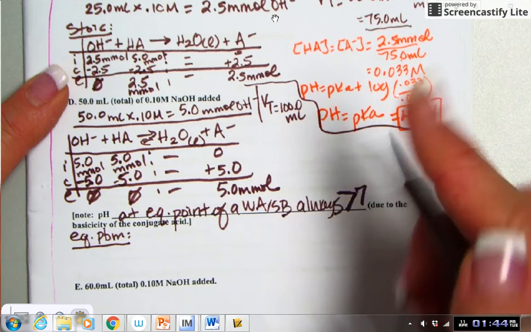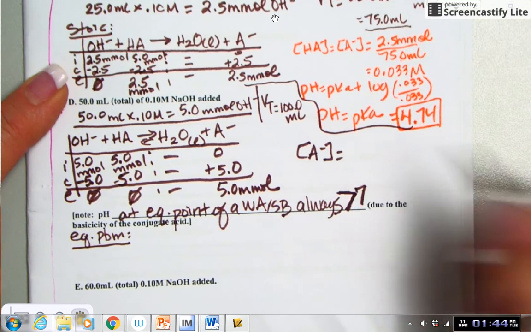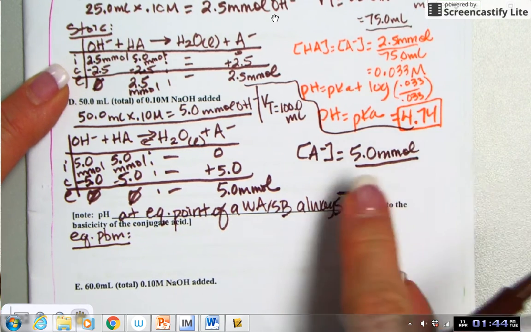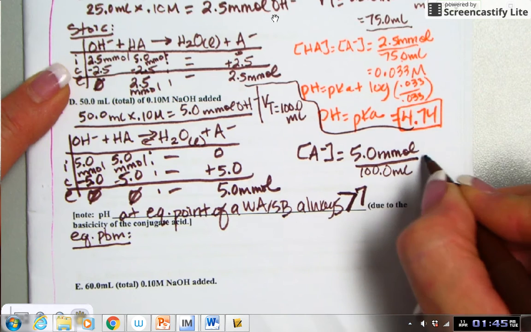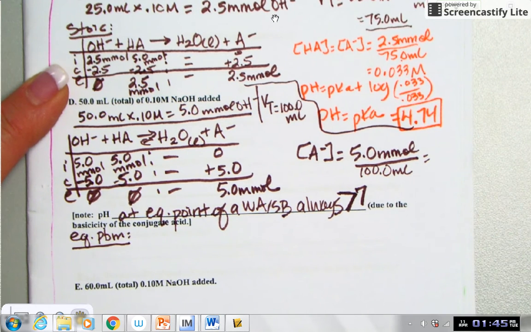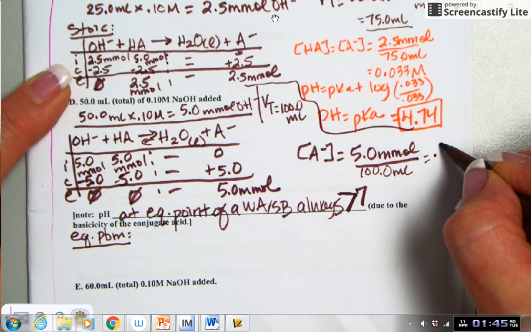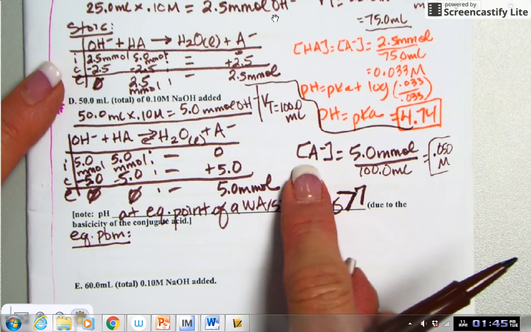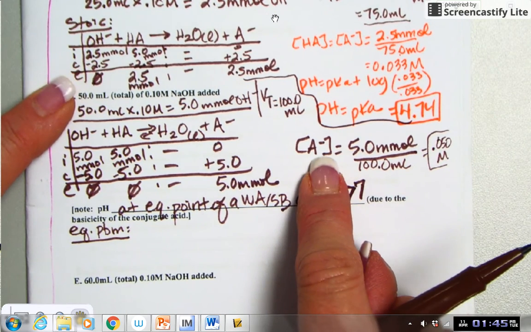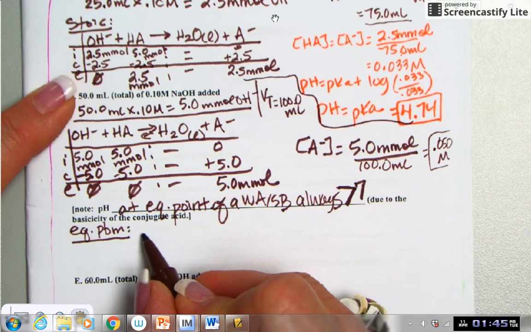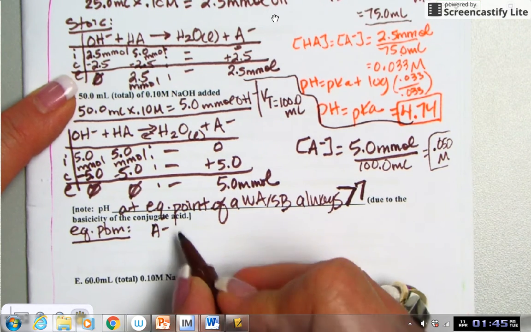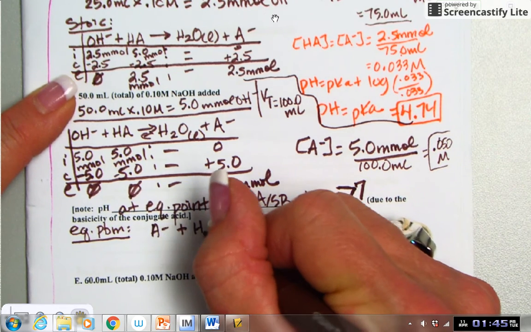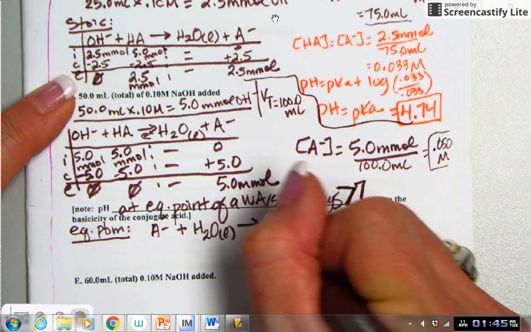We're going to find the concentration of A minus. The concentration of A minus is 5.0 millimoles divided by the V total, 100.0 milliliters. That's going to give me 0.050 molar of A minus. Interesting thing: this is the strongest base that's present, so A minus is going to react with the only thing it can, which is water. And this is going to form an equilibrium.